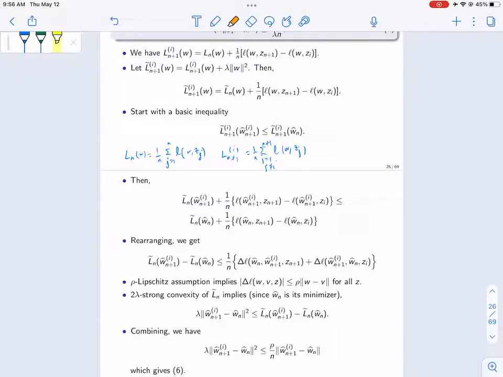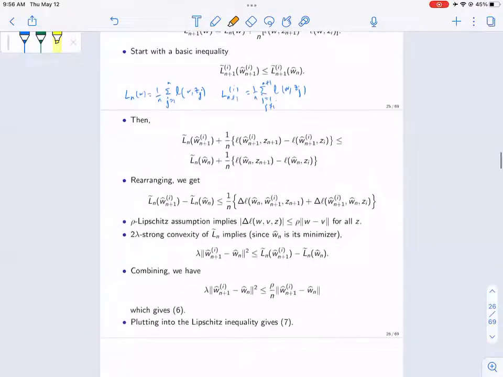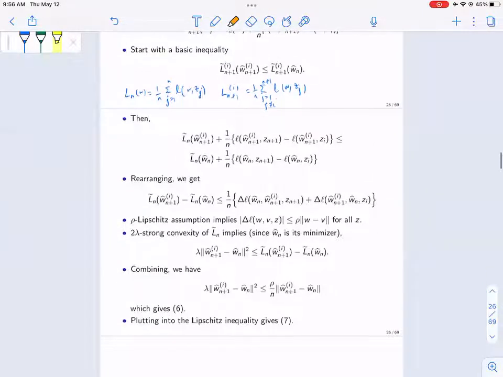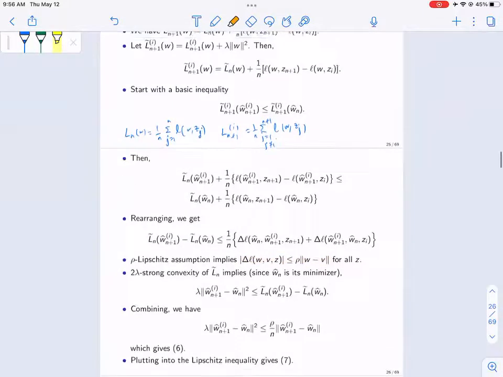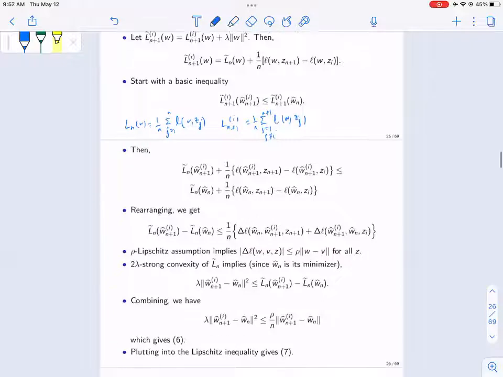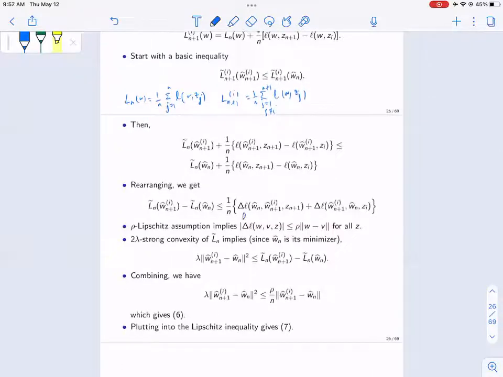Then you're going to use the rho Lipschitz assumption. Okay, so this assumption implies, it just implies this, because again, remind you that this is nothing but L W and Z minus L V and Z. So this is bounded by rho times W minus V.